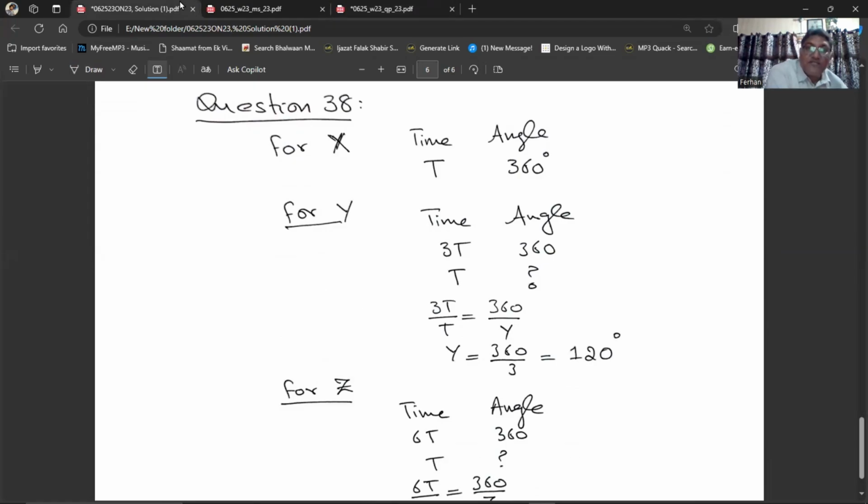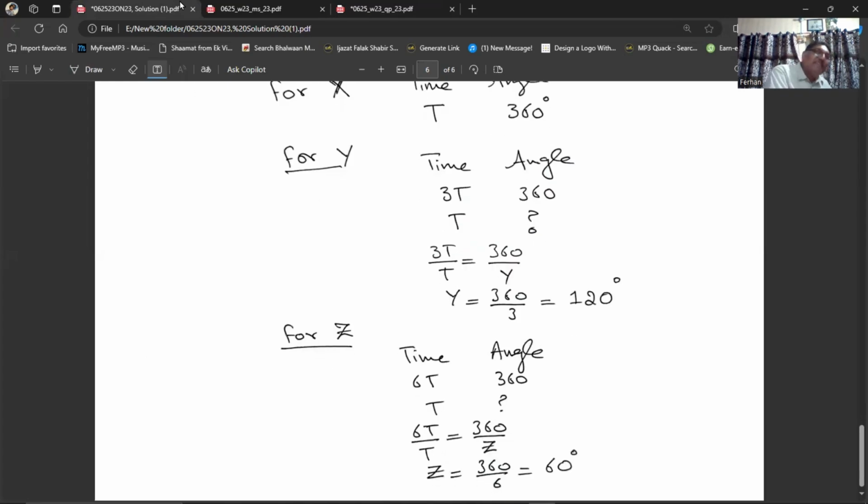Okay, for Y, to complete 360 degrees, it takes 3t. So in t time, how much angle will it move? It will move 120 degrees. And the planet Z, in 6t time, it covers 360 degrees.